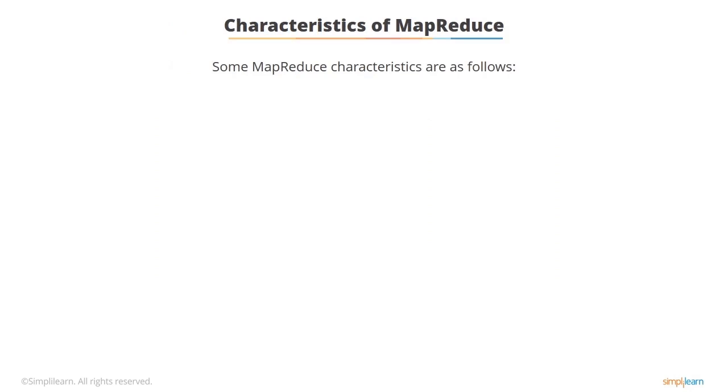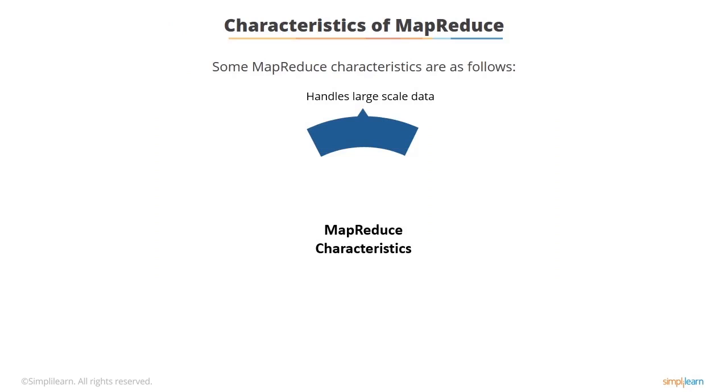Let's look at some MapReduce characteristics. MapReduce is designed to handle very large-scale data in the range of petabytes and exabytes. It works well on write once and read many data, also known as WORM data.